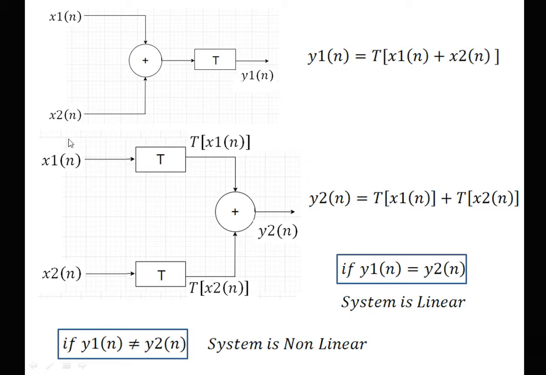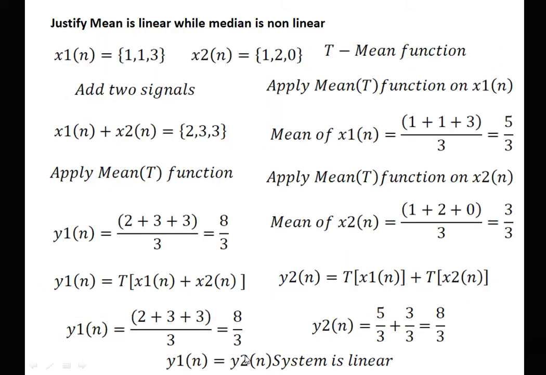In the second case, we apply that particular T function on the individual signals, and after that we take the addition. Therefore, we get T of x1[n] and T of x2[n]. After that addition, we get y2[n] as T of x1[n] plus T of x2[n]. When the answers y1[n] and y2[n] are the same, the system is linear. And when the answer is not the same, the system is non-linear.